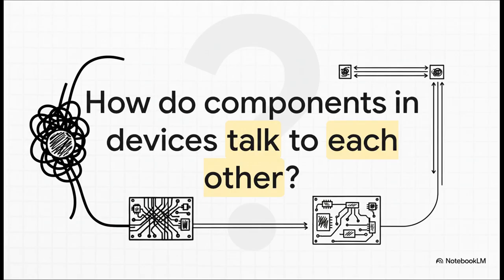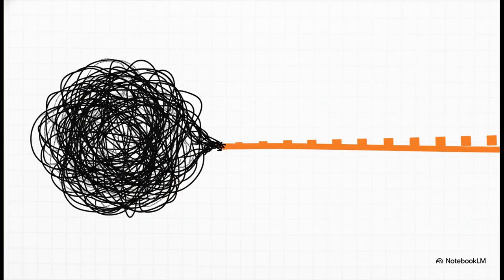Seriously, think about it for a second. If every little part needed its own dedicated wire to talk to every other part, our phones and laptops would be this impossible tangled knot of copper. But thankfully, they're not. The secret is something way more clever, way more efficient. It's a language that saves space, power, and, let's be honest, a whole lot of engineering headaches. And that language is called serial communication.